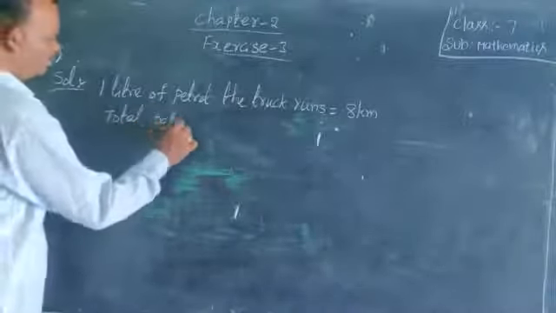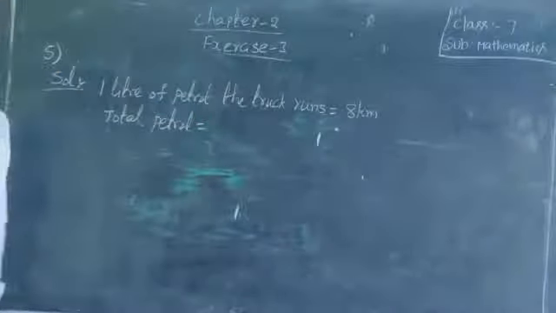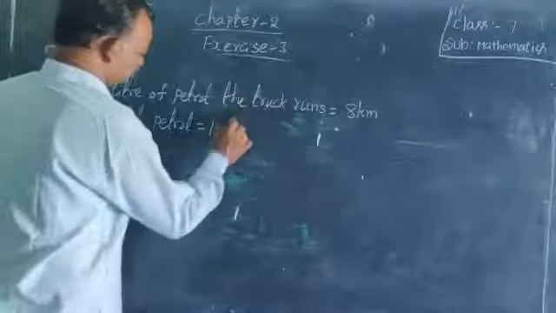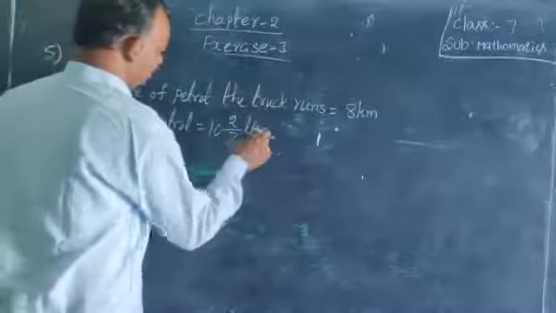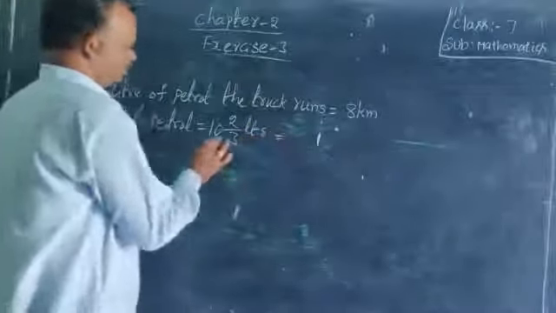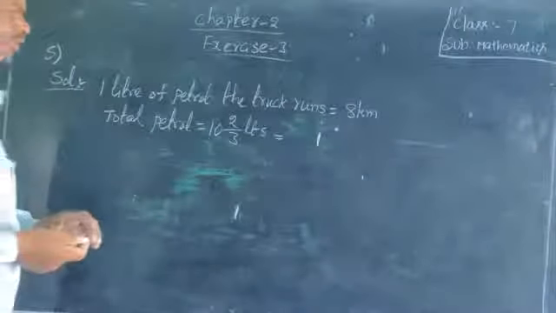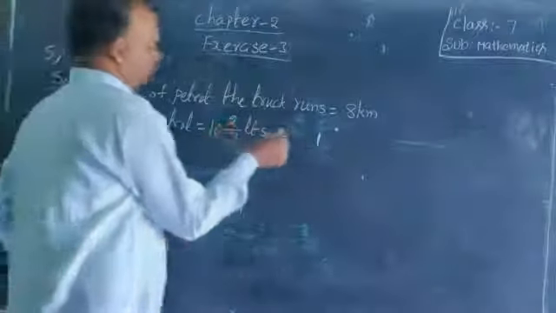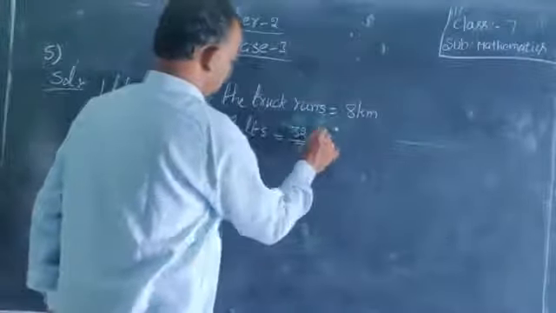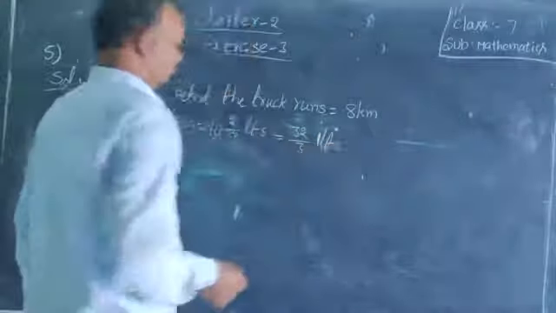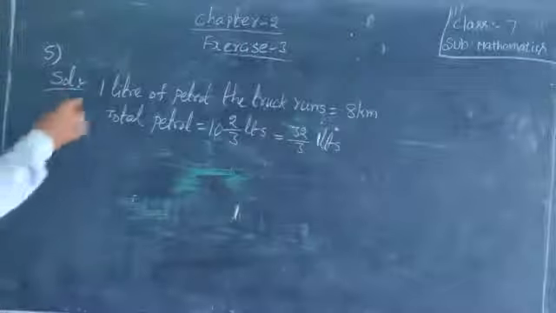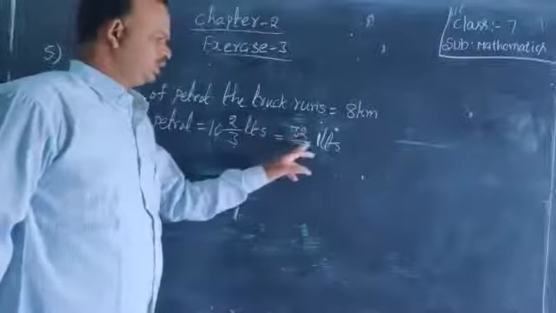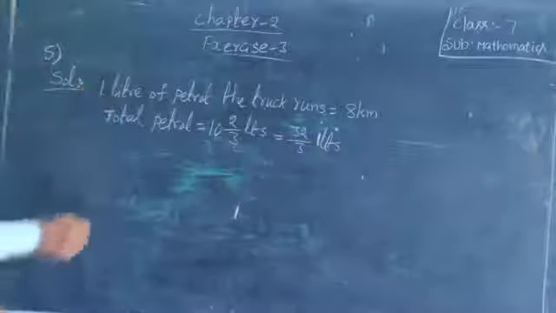Total petrol is equal to 10 2 by 3 liters. This is the mixed fraction. Now we are changing the value to the improper fraction. 3 tens are 30, 30 plus 2, 32 by 3 liters. So 1 liter of petrol the truck runs 8 km. Here total 32 by 3 liters of petrol is there. So total distance traveled by the truck.